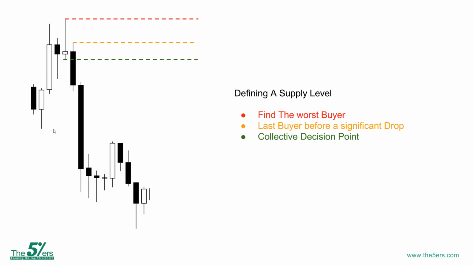Okay. So same thing for supply. Supply zone is determined by the very same way. We look for where we have the worst buyer, and that will define the upper barrier. We're going to look for where we saw the last buyer before a significant drop, which will be that line. And then we're going to look for the collective decision point, which will be our short entry point. This will determine our risk area, and stop loss will be beyond this point.